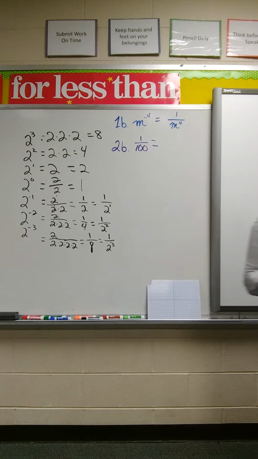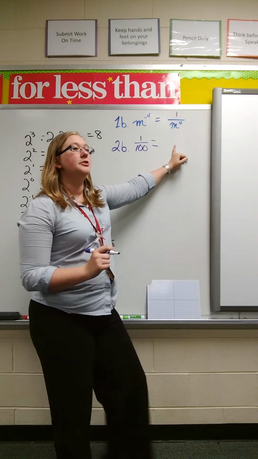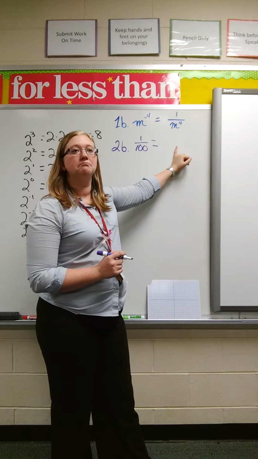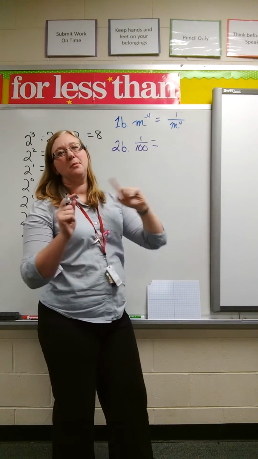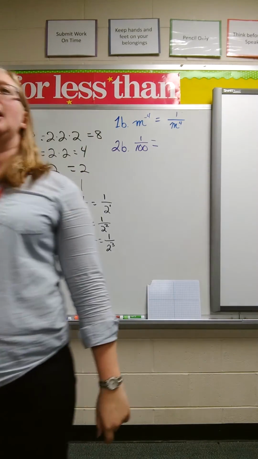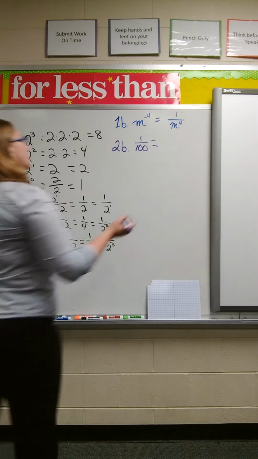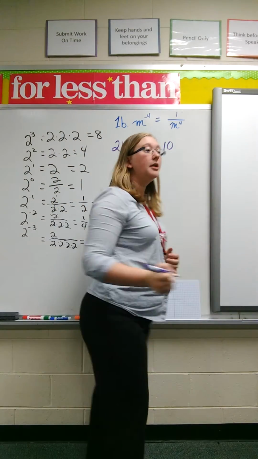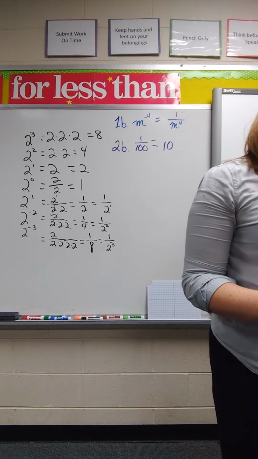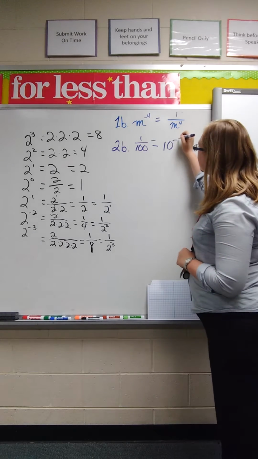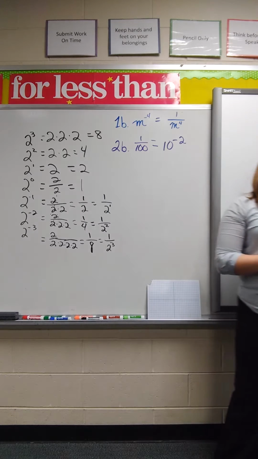So I've got a question for you. There's 2 different ways that we could write this. We could say 100 to the negative first power, correct? We could. Is that the smallest base that we can use for 100? No. What's the smallest base that we could use for 100? Yes, ma'am. 10. So then what would our exponent be? You're saying 10 to the negative 2. Why would it be a negative 2?